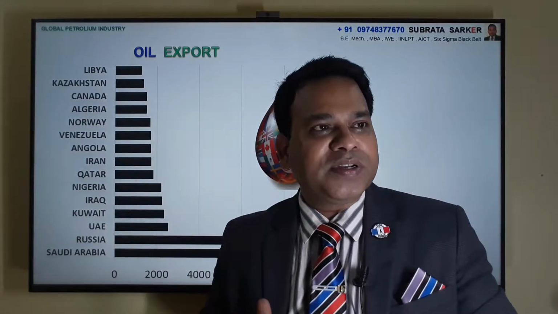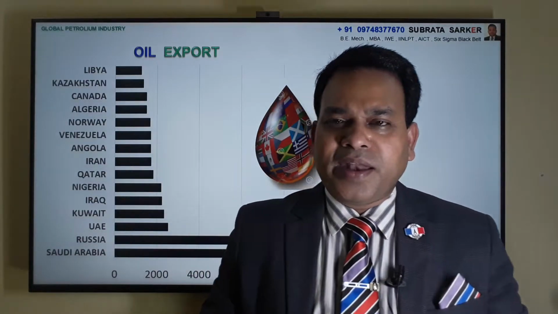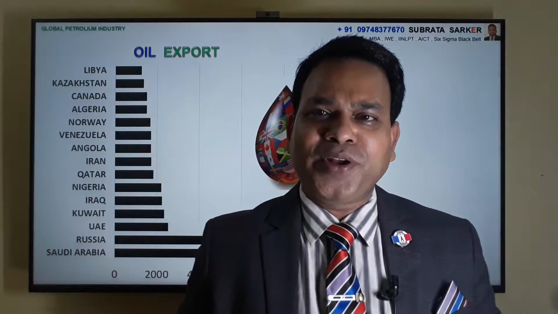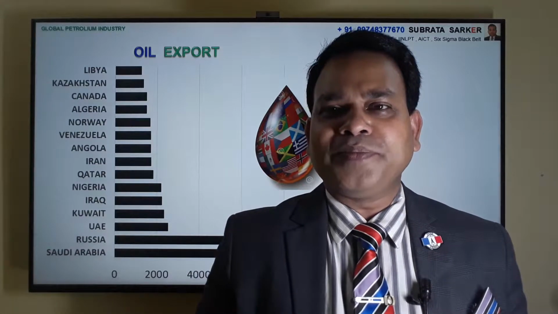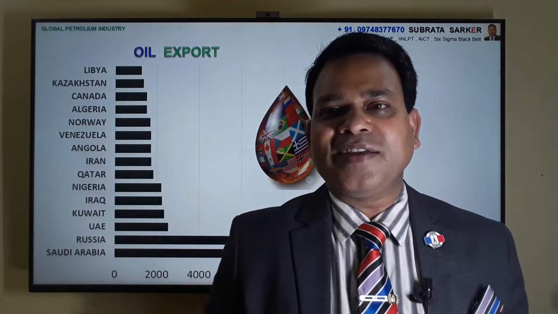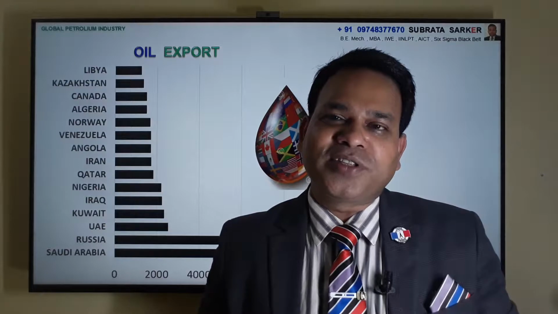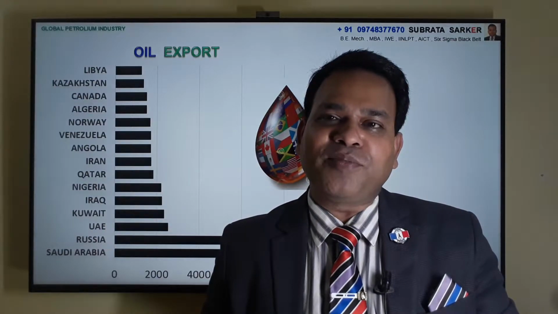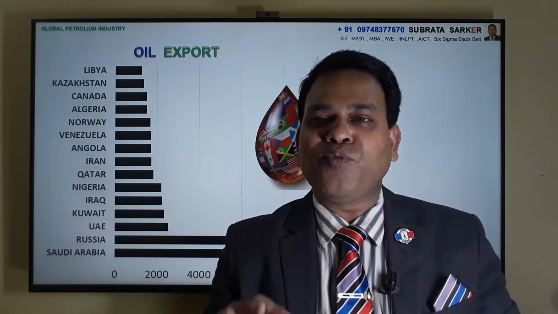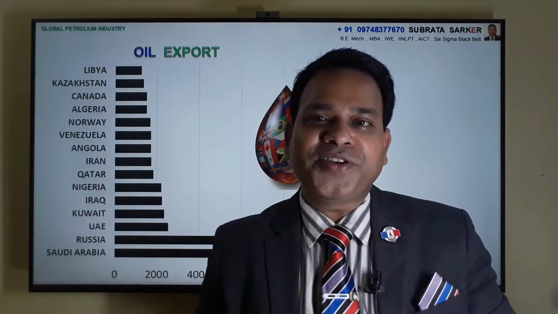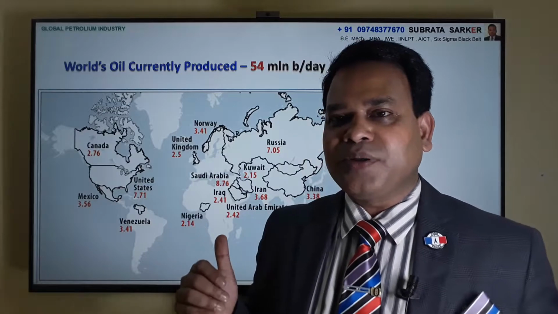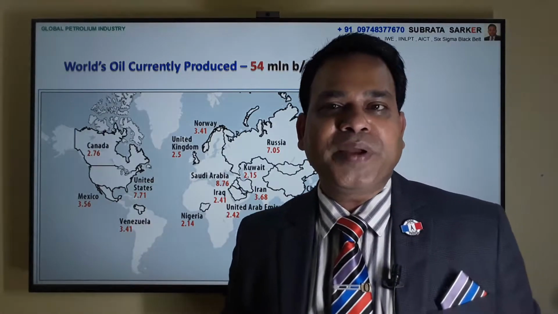You can see in this picture different data for different countries. Now, if we talk about the present production quantity of petroleum product in the whole globe, this is 54 million barrels per day, the total production in 2017. And one barrel means 190 liters. You can see in this picture how many million barrels different regions are producing per day.